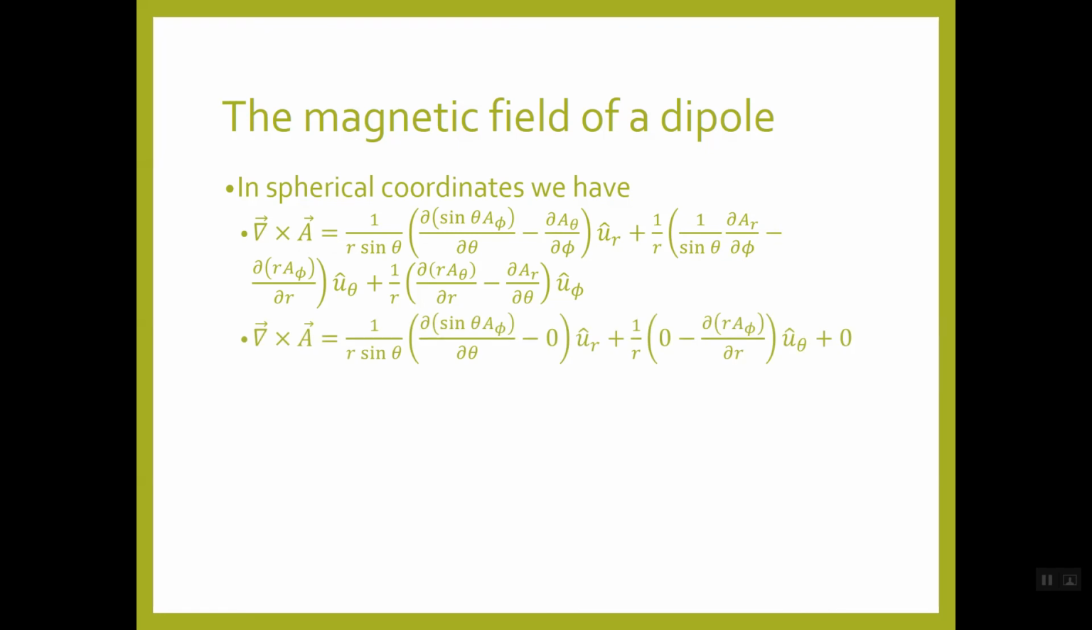So there's going to be a lot that cancels out. This has an A phi, so that term stays non-zero. We don't have an A theta term, that goes to 0. We don't have an A r term, that goes to 0. This stays non-zero. The A phi term goes to 0. The A r term goes to 0. So this is what we're left with.